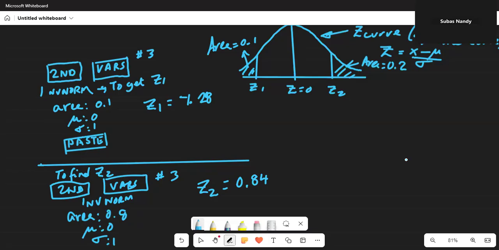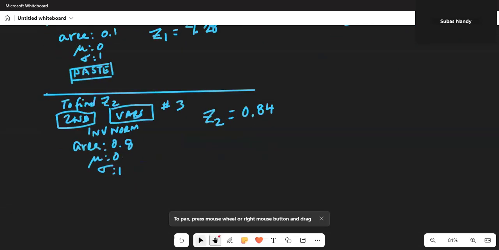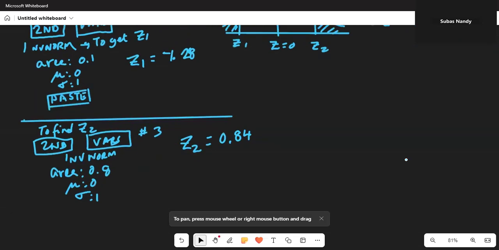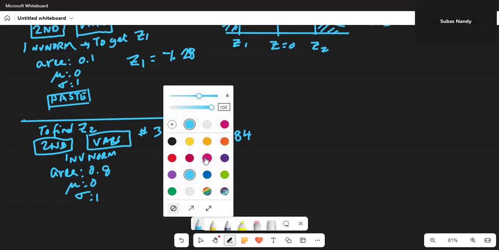I will go over all the steps again. So first we found Z1 and Z2. Now we are going to utilize the definition of Z1 and Z2. So for that I need some space. Let me change the color of my pen. Let me use this color.